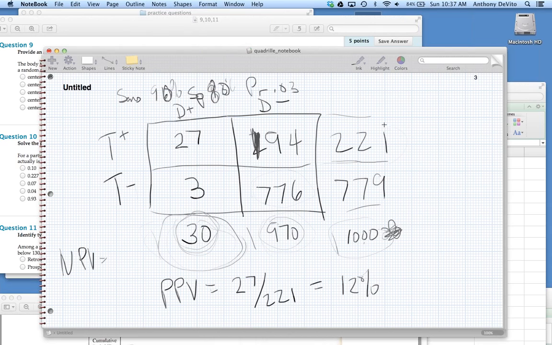The reason why the positive predictive value is so low is because our prevalence is very low. There's not many people in a population that have this disease. So even though we got a pretty good sensitivity, 90%, we're still going to get a lot of false positives because that remaining 10% is applied to a big part of the population that doesn't have the disease. Okay, let's move away from that.